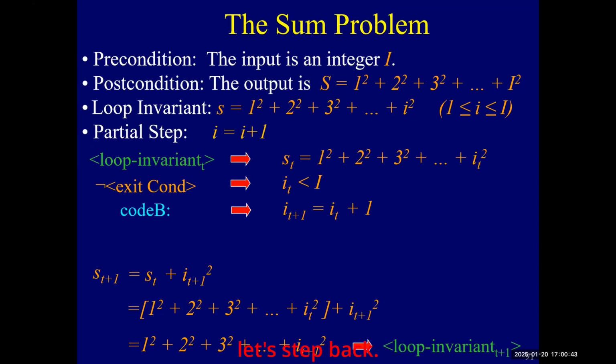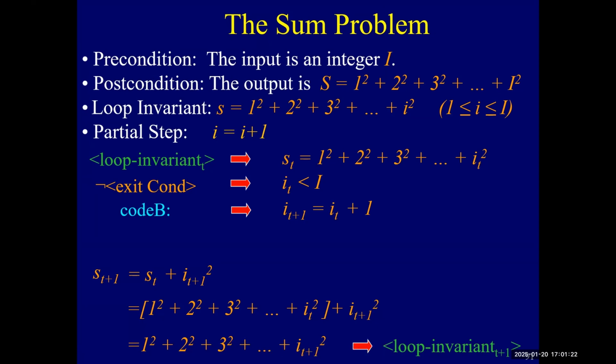Remember, let's step back. What was our goal? We started with the loop invariant. And what are we trying to do? We're trying to develop the code within the loop. And do we know the code yet? Oops, we don't know the code yet. We have partial code here. This is the code that makes progress. Now we need code which will get us back on the path, reestablish the loop invariant.